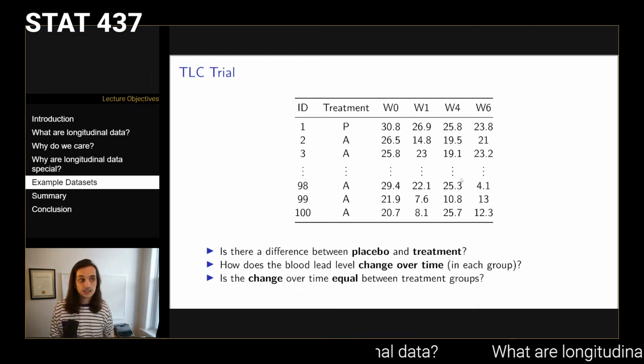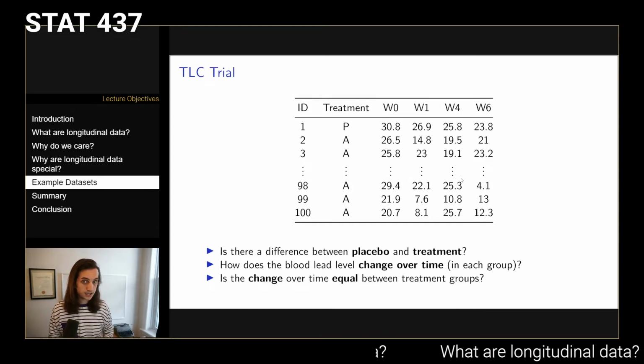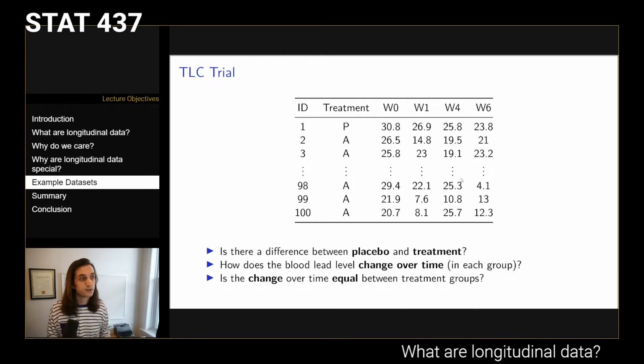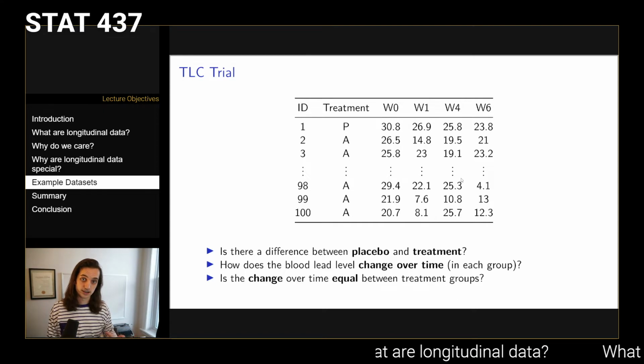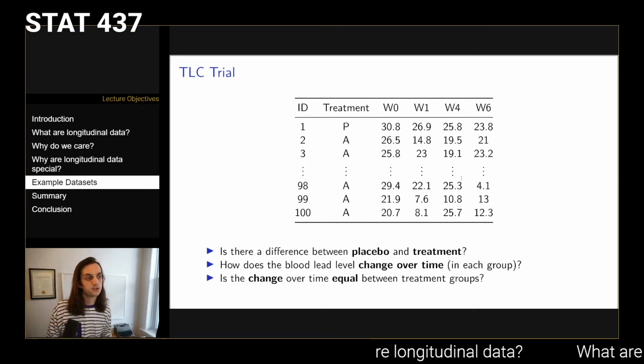The first is the TLC trial, the treatment of lead in children, and it's essentially a trial that's looking at the quantity of lead that is observed in children's blood. This comes because children, for the most part, eat paint. They lick walls, paint flecks come off, they eat those. And so if you have lead paint, children get lead in their blood. This was a trial run to compare two different treatments, a placebo and an active treatment.